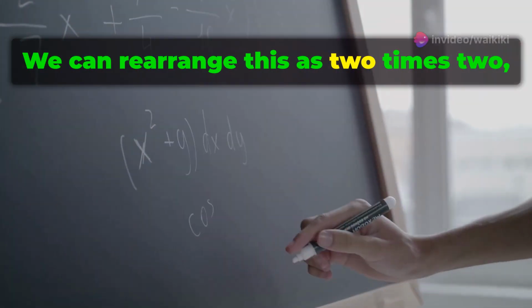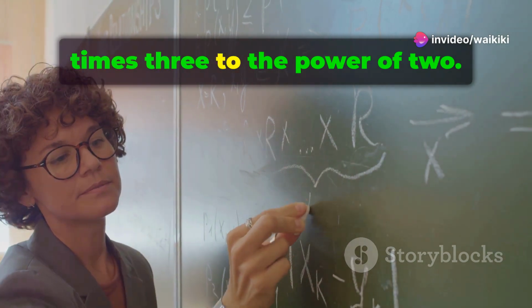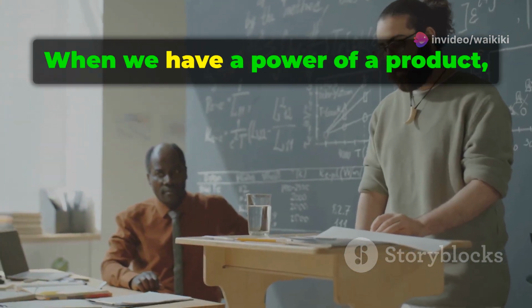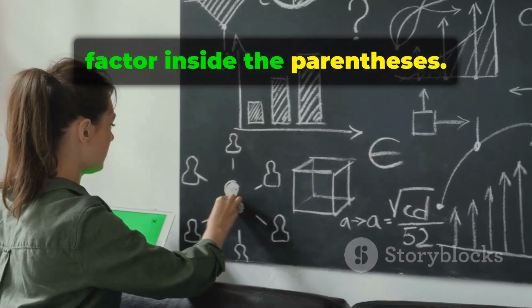We can rearrange this as 2 times 2 times 3 times 3, which equals 2 to the power of 2, times 3 to the power of 2. Aha! When we have a power of a product, we can distribute the exponent to each factor inside the parentheses.